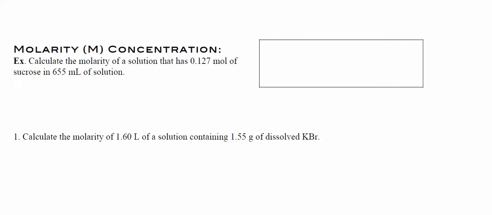In this lesson, I'm going to be discussing the concept of molarity. Molarity is another measurement of concentration. Remember that concentration is the amount of solute dissolved in a certain amount of solution. So solute, dissolved.